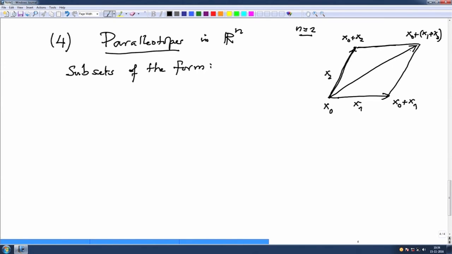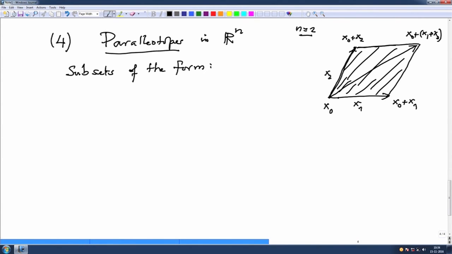And now the question is, this subset here, in the case of n equal to 2, we keep calling a parallelogram, and the question is what is the volume of the parallelogram. So, these are higher dimensional.